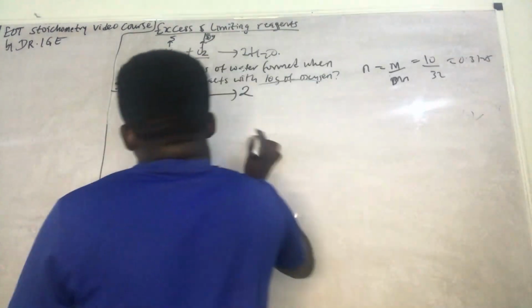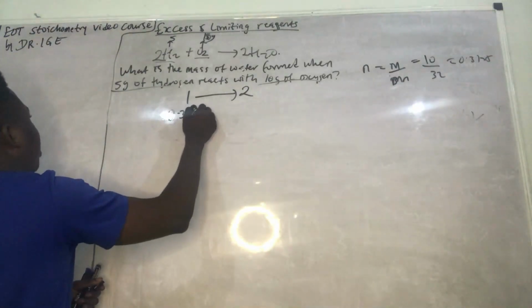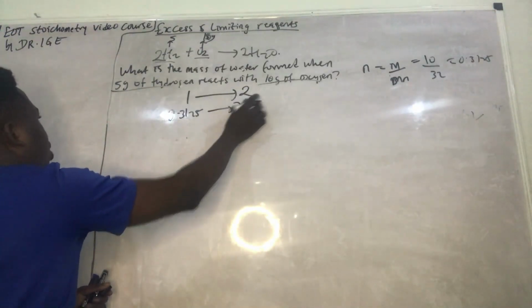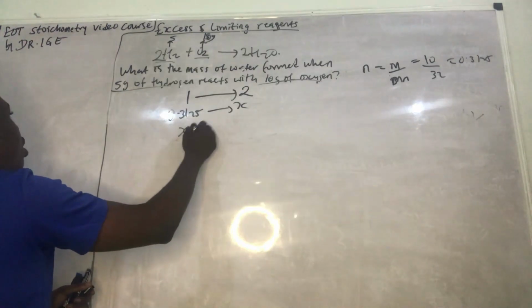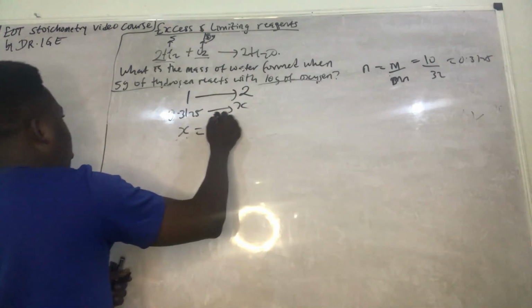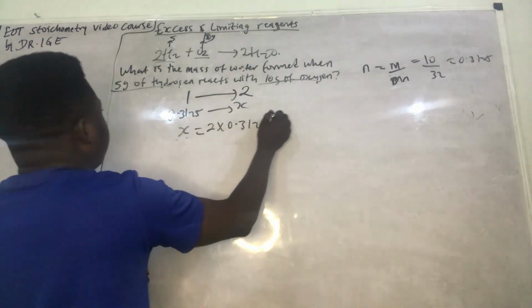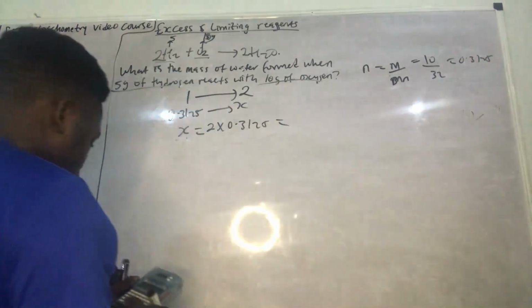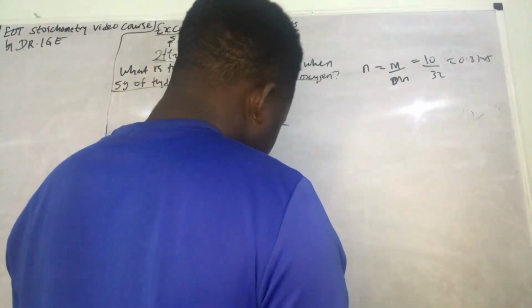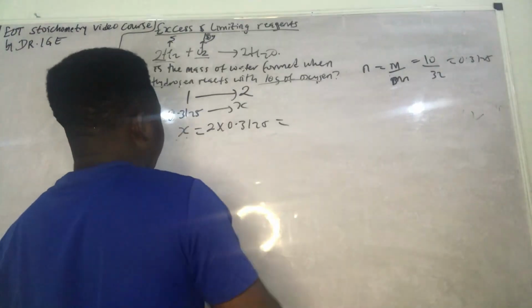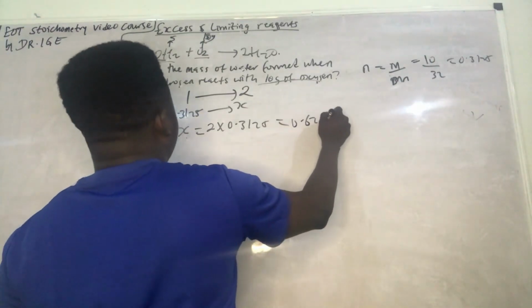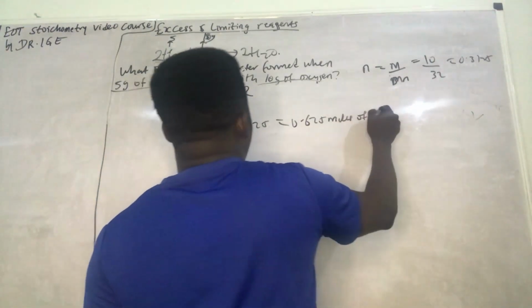So you now say 0.3125 moles of oxygen reacted with x moles of water as usual. x is what? 2 times 0.3125, which is 0.625 moles of H2.